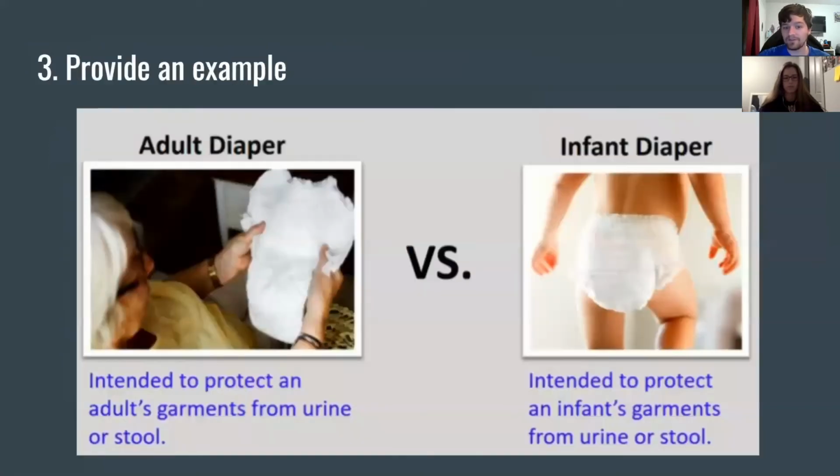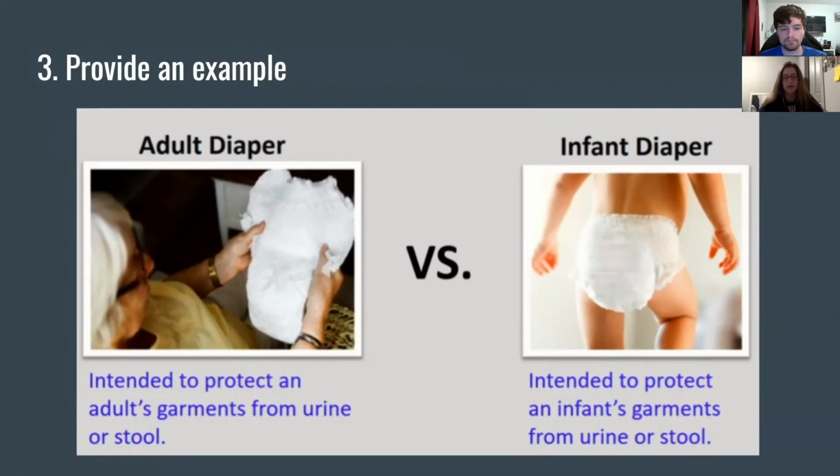So now to provide an example of how one would go about classifying a medical device, the presentation we reviewed looked at diapers, specifically adult versus infant diapers. And at first, when they were looking at the intended use, they found that it was the same. They were both a garment that was protecting either adults or infants from urine or stool.